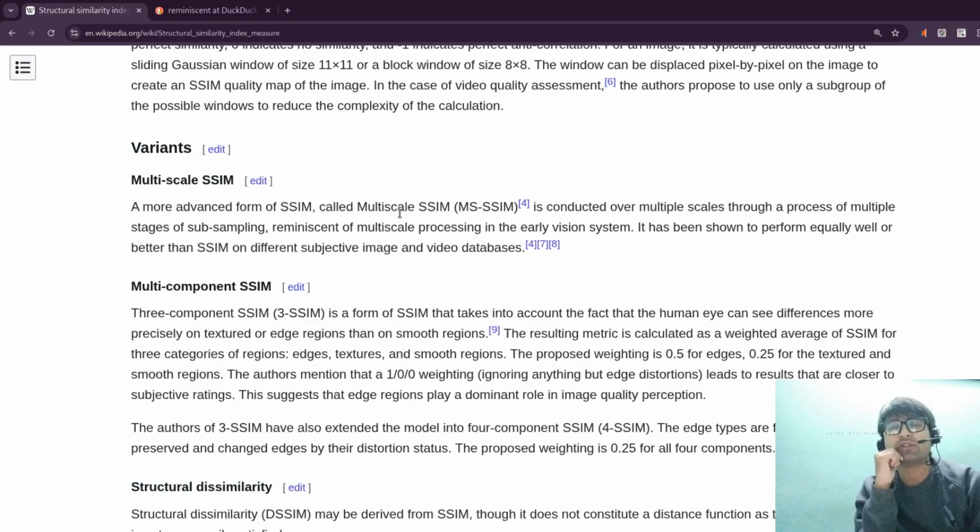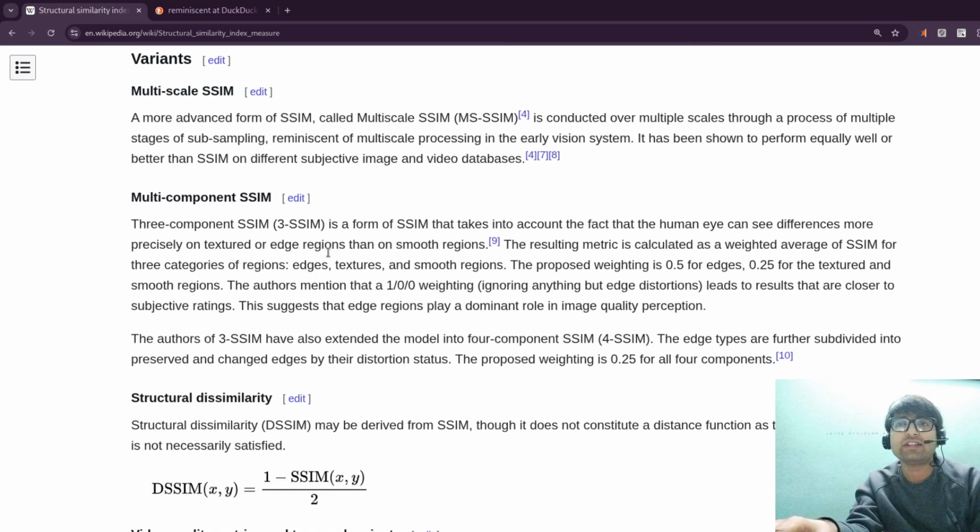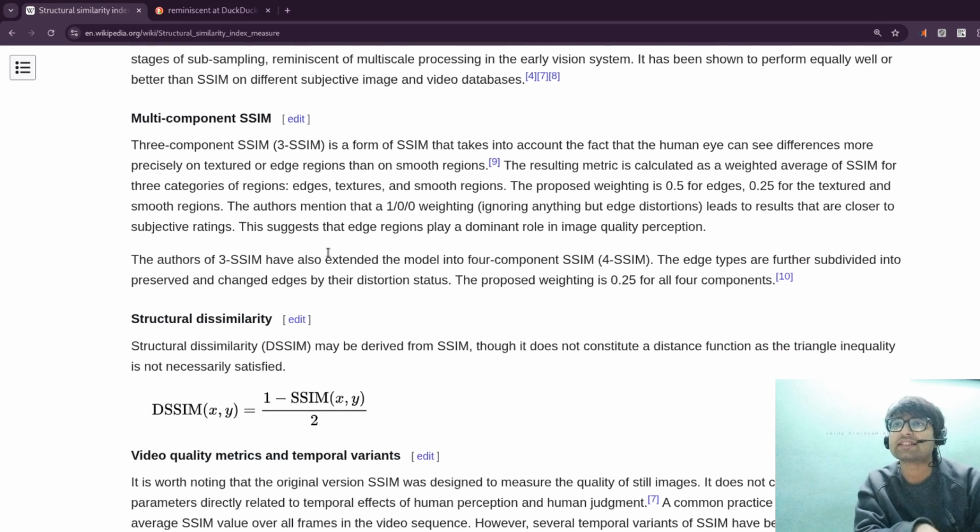Multi-component SSIM. Three-component SSIM is the form of SSIM that takes into account the fact that the human eye can see differences more precisely on textured or edge regions than on smooth regions. The resulting metric is calculated as the weighted average of the SSIM for the three categories of region: edges, texture, and smooth region. The proposed weighting is 0.5 for edges, 0.25 for texture, and 0.25 for smooth region.